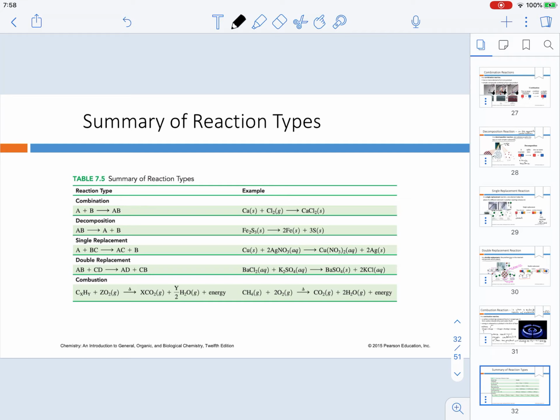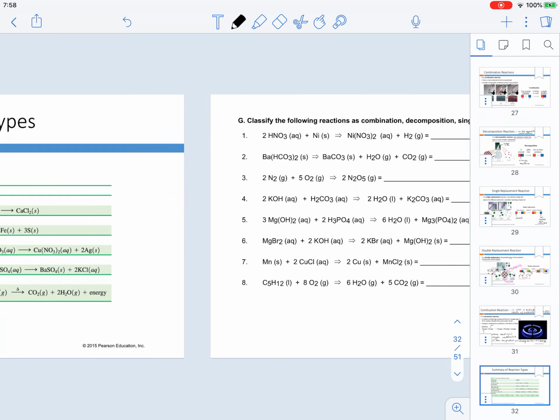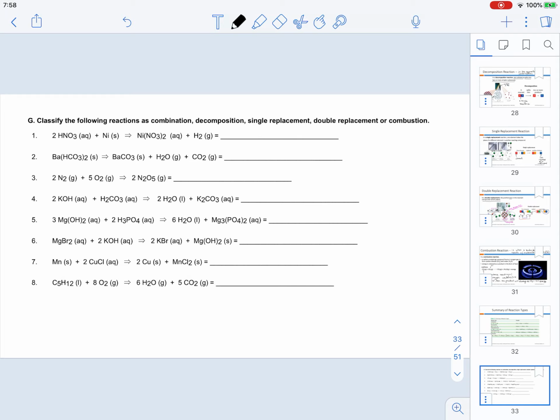Table 7.5 in the textbook summarizes the different types of reactions that you have to be familiar with. There is one more parameter that we're going to discuss later, but for now, let's practice classifying these reactions. I'm just going to do the top 4 to visualize the examples. Here, nickel took the place of the hydrogen, and hydrogen got displaced or replaced. So this is a single replacement reaction.